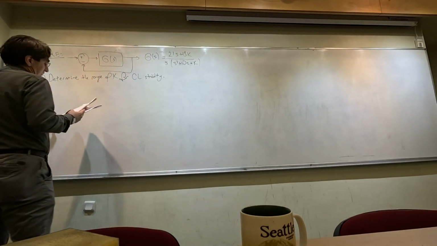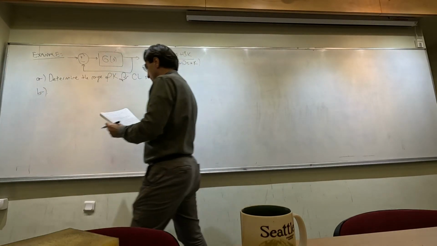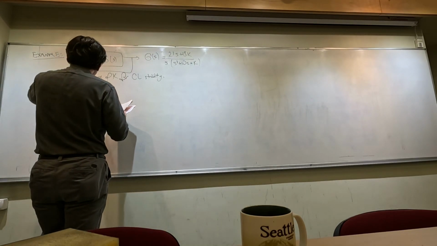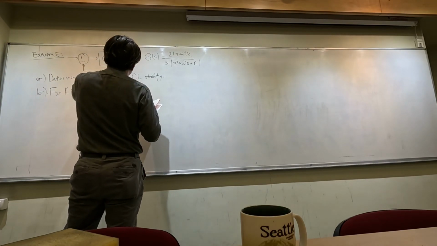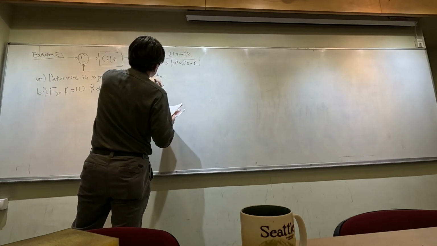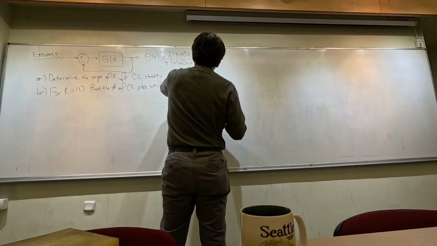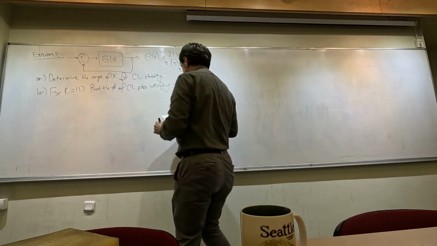And the second part is going to be the aim of this example. So for K equal to 10, find the number of closed loop poles satisfying real of S between 0 and minus 2.